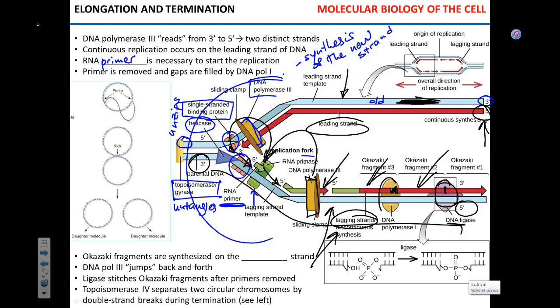So what happens essentially on the leading strand? You have one long uninterrupted new strand. On the lagging, you have short fragments that eventually are going to be stitched, and you won't be able to tell any difference. Does that make sense?